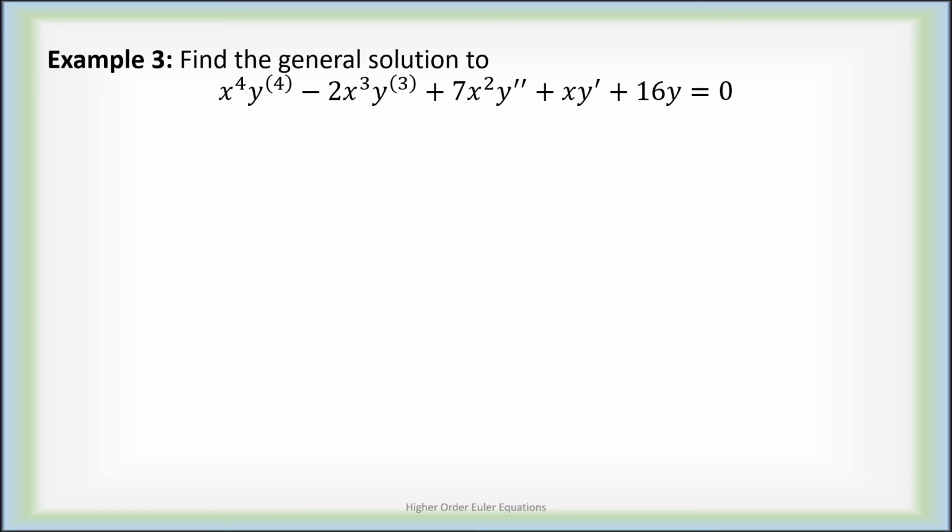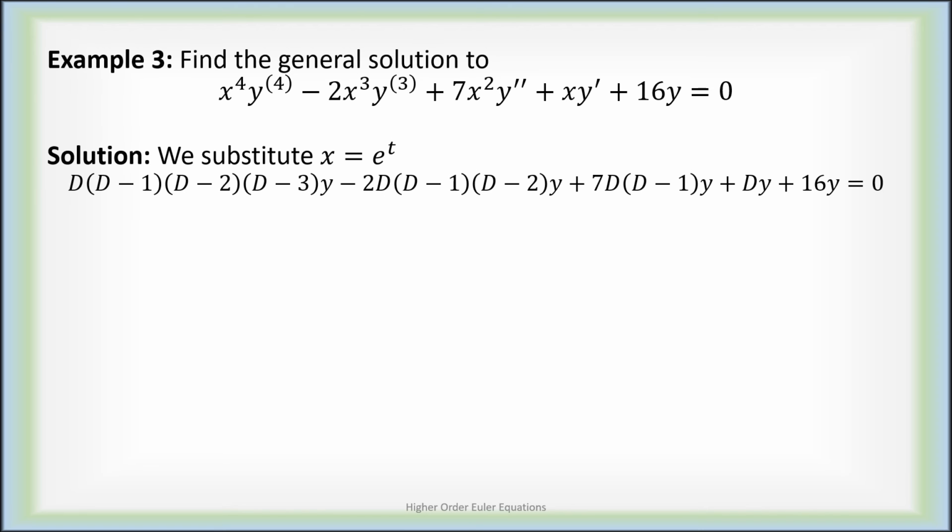For our third example, let's find a general solution to this fourth order Euler equation. x to the fourth y fourth derivative minus 2x cubed y third derivative plus 7x squared y second derivative plus xy prime plus 16y equals 0. Well, we know we're going to perform the substitution x equals e to the t, transforming all of these powers of x times derivatives of y into products of the operator D.